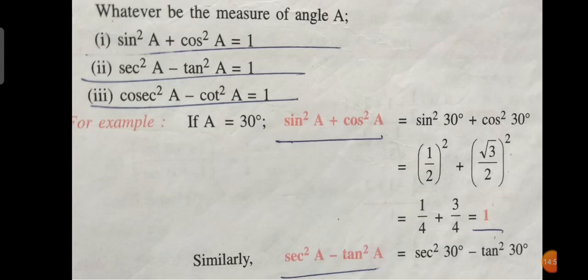Next, this also should be remembered. Sine square A, where A is the measure of the angle: sine square A plus cos square A is equal to 1. Sec square A minus tan square A is equal to 1. Cosec square A minus cot square A is equal to 1. These three relations between the trigonometric ratios are very important, so this is to be carefully done.